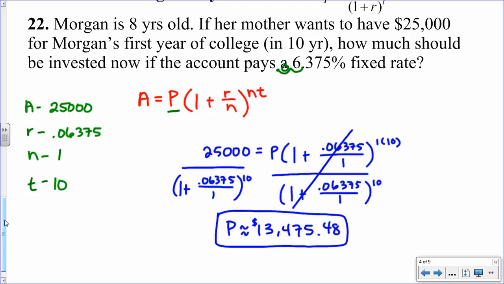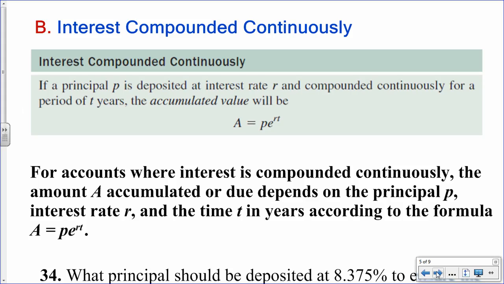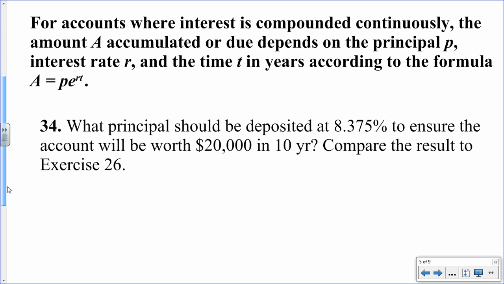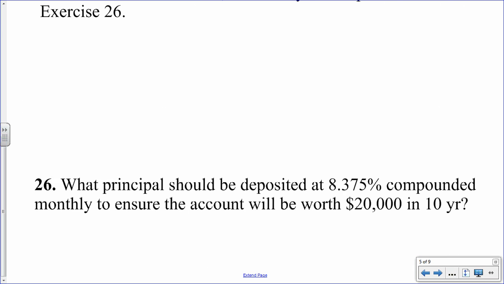What did you guys get? Questions about that yet? All right, we have one final formula you have to have memorized, but first, so we'll go back up, but first, let's do this one.